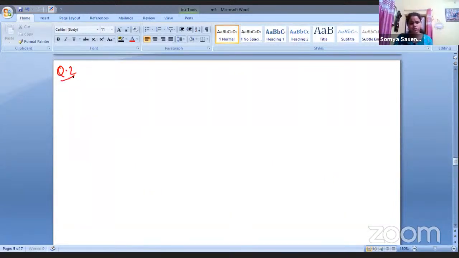Question number 2. Find the distance between the points. I'm just writing the points. I'm not writing the whole question. It just wastes the time. We don't have much time to waste. I'm writing the 2 points. Just find the distance quickly and tell me the answer. Quickly, quickly.